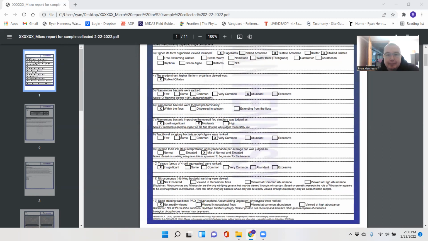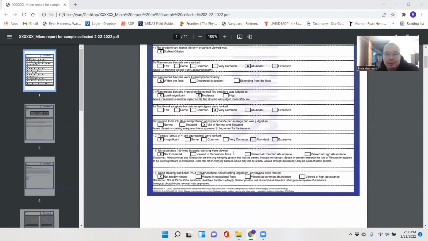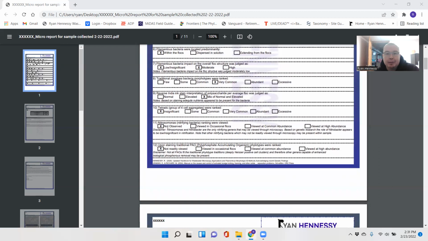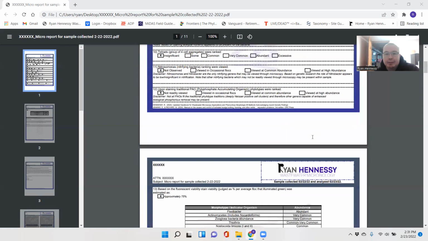Then we look at zoogloea bacteria abundance and reverse India ink staining. Based off of that, sometimes we will recommend the anthrone test if we feel that the polysaccharide's elevated enough, where we want to make sure that there's enough nutrients there for the bacteria. Did we see Nitrosomonas, or did we see traditional polyphosphate accumulating organisms? So that's just general abundance.